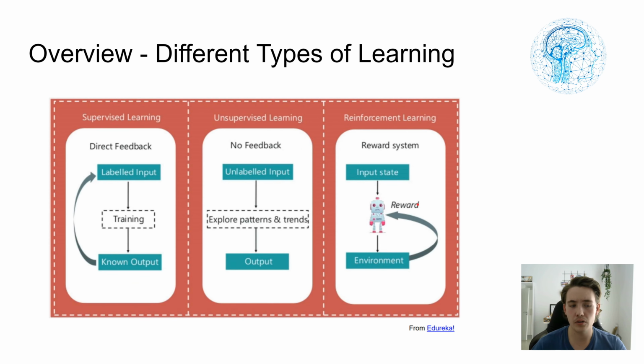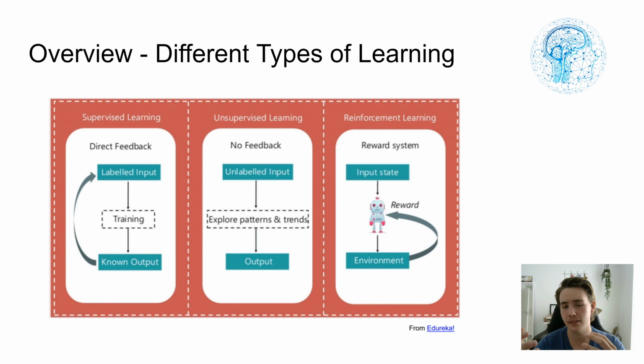So if we're going to talk about the different types of learning here, if we're talking about feedback, in supervised learning we have this labeled input that gets passed to our training model, and then we know the output, and then that output can be fed back to our labeled input again, because we are operating with known inputs and outputs. If we have unsupervised learning, we don't have any feedback, because we don't know if the output is right or wrong.